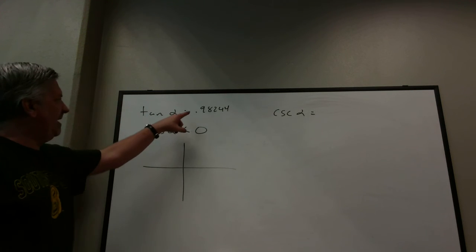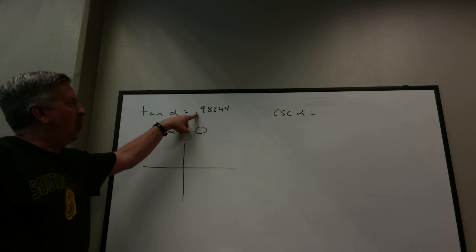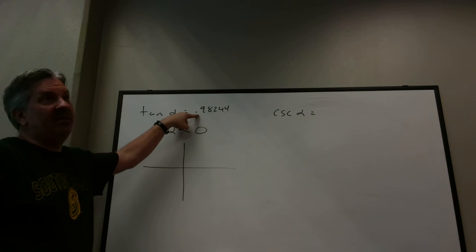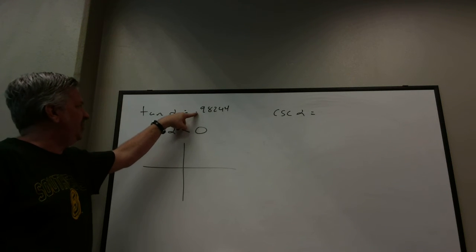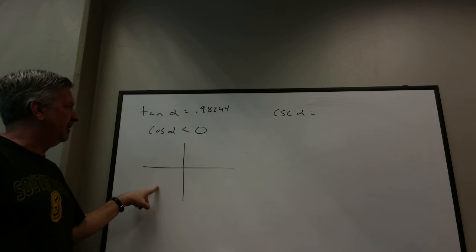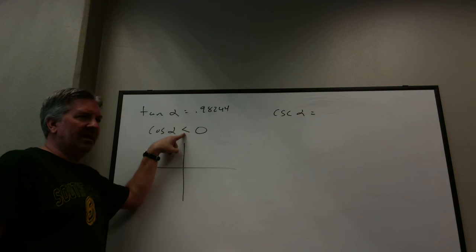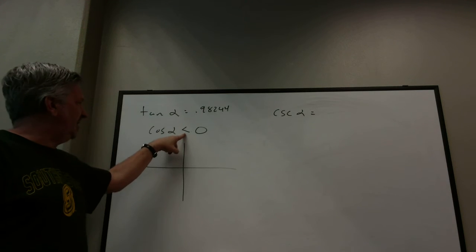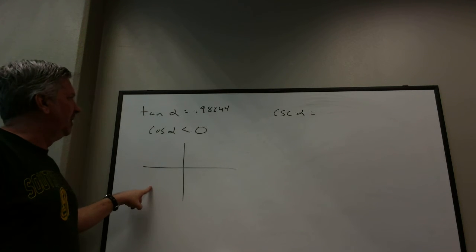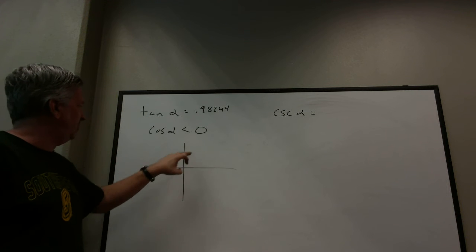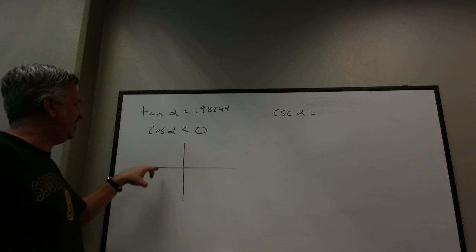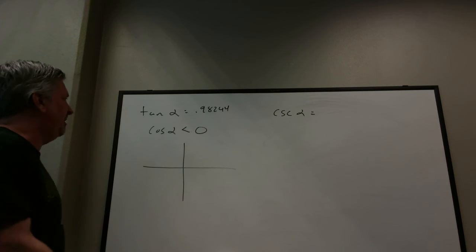Right? Tangent is positive. Where is tangent positive? We did this problem actually a little while ago. Tangent's positive in the 1st and the 3rd. But we need cosine to be negative. Where is cosine of alpha negative? Cosine is negative in the 2nd and the 3rd. So tan is positive in the 1st and the 3rd. Cosine is negative in the 2nd and the 3rd. So we have to be in the 3rd quadrant.